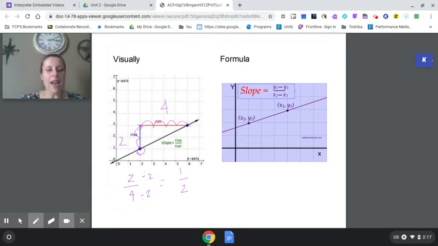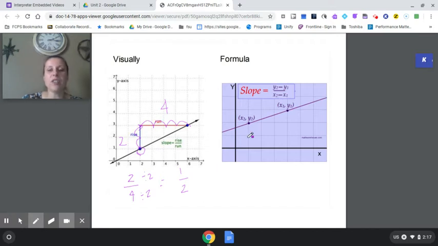So rise over run, we're finding the differences between the y values, and then we're finding the differences between the x values. It's actually no different than using the formula y2 minus y1. We're finding the difference in the y values and dividing it by x2 minus x1, which is the difference between the horizontal values.